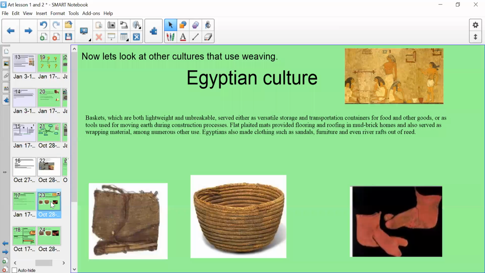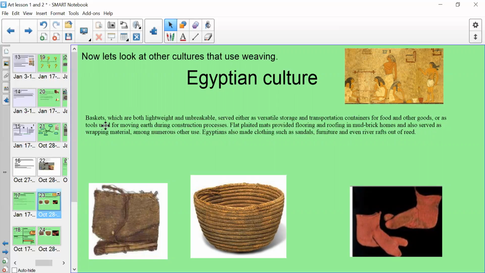Okay, so the first culture we're going to look at is the Egyptian culture. So the Egyptians still live today, but they were found many thousands of years ago. And they used to weave as well. And we know that they weaved because this picture was found inside an Egyptian tomb. And you can see over here, there are two people weaving. So we know that Egyptians would have also woven in their time.